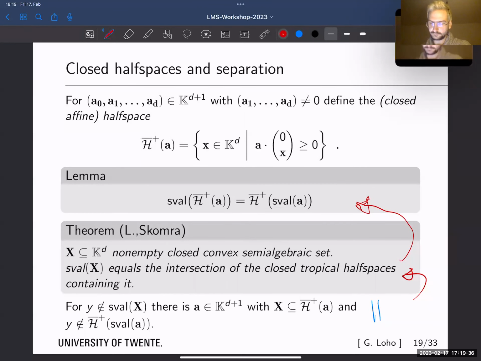Okay. Also maybe this should be more like an implication in this direction. So here we really get an outer description of these sets. Again, we take a closed convex semi-algebraic set over Puiseux series, take its signed valuation, then we get an outer description of such a set by closed tropical half spaces. Remember before, for TO convex sets, we only get an exterior description by open half spaces.